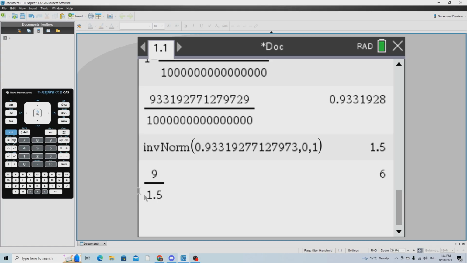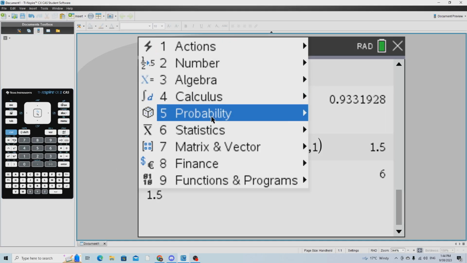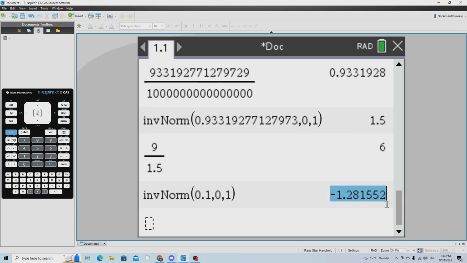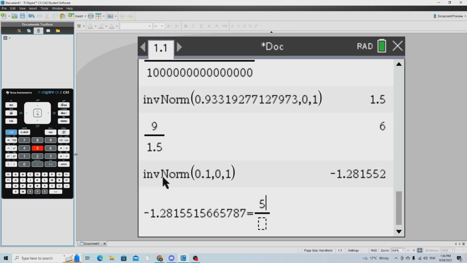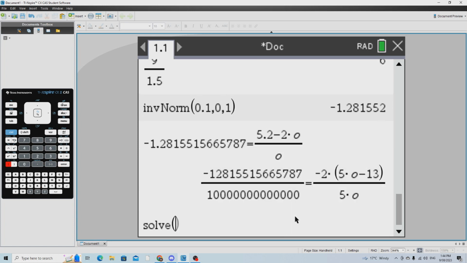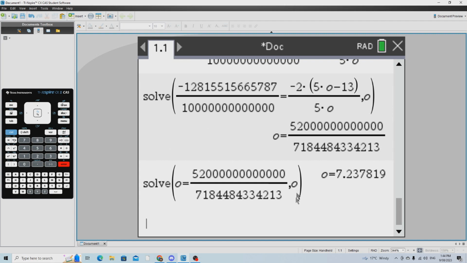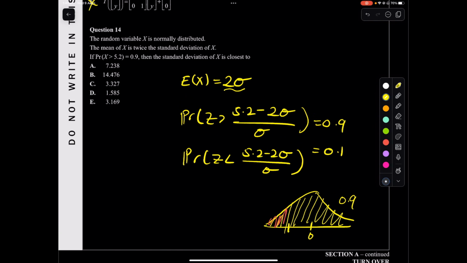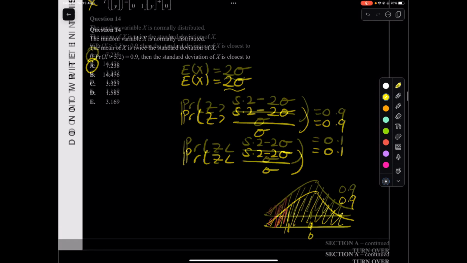So now we just go on our calculator and go menu, probability, distributions, inverse norm, and our area now is 0.1. It's a normal distribution, luckily, and we get this ugly value. So now we put this over here and we want to equal it to 5.2 minus 2 standard deviation, we'll just write it sigma, all over sigma. And we want to solve this for sigma. It gives us 7.23 something. So A is your answer.